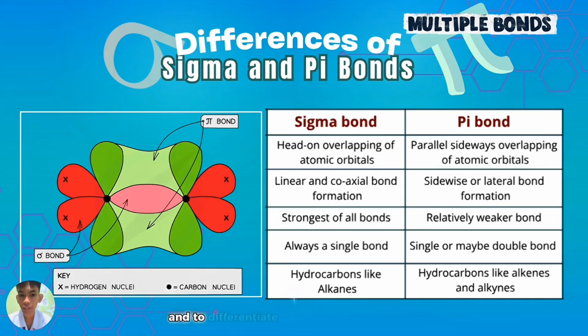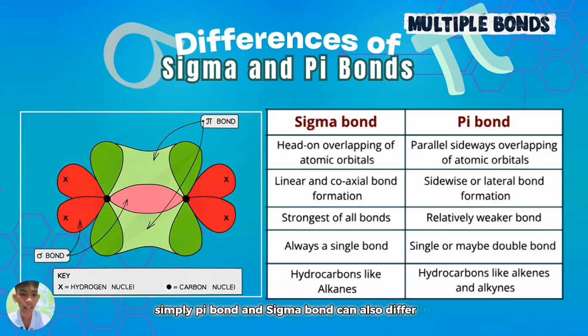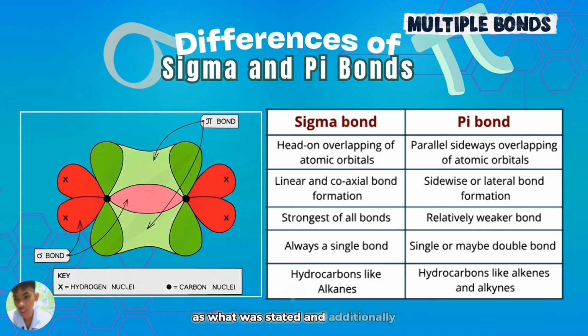To differentiate sigma and pi bonds, they also differ in how they need extra energy for these bonds to rotate, as stated. And additionally, pi bonds are also common in alkenes and alkynes, where they contribute to the molecule's rigidity and reactivity.